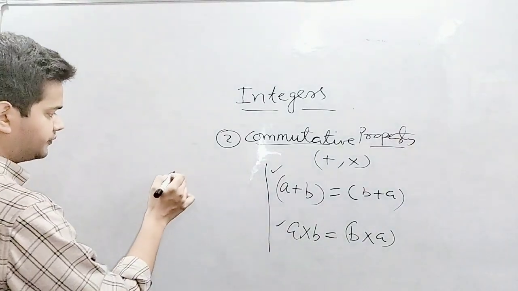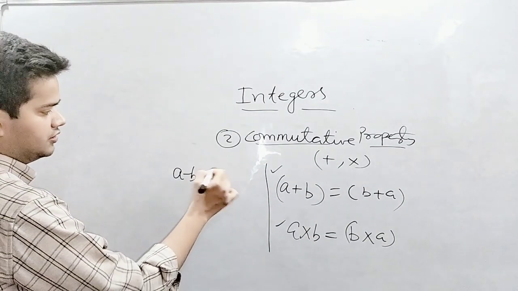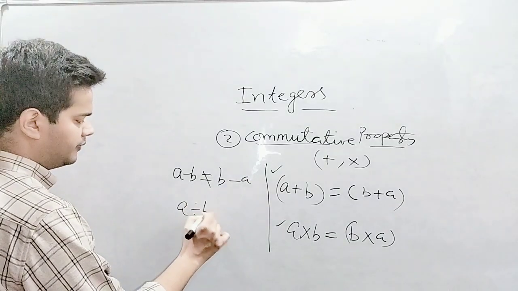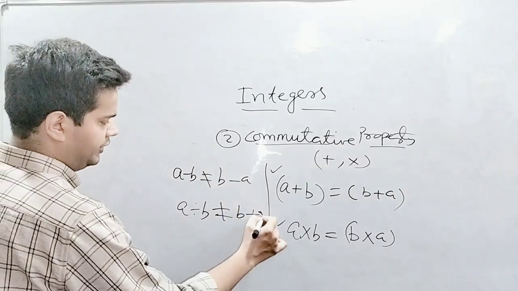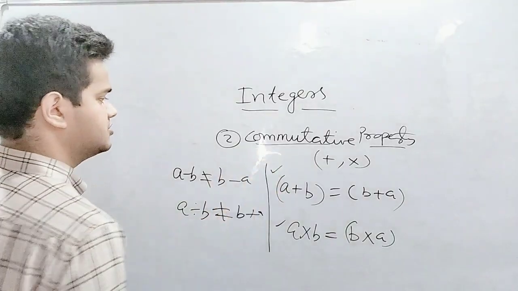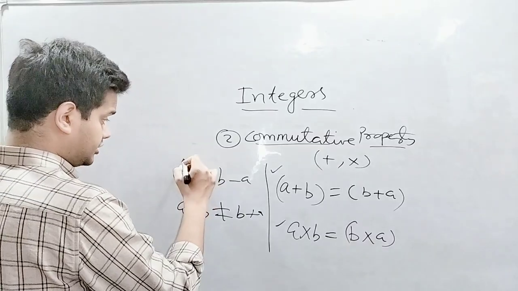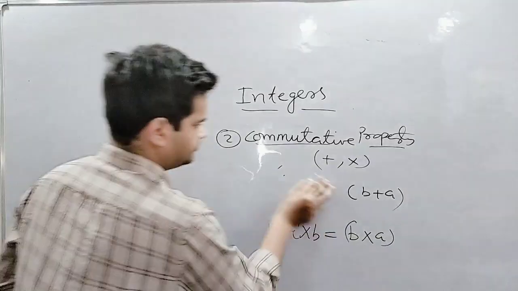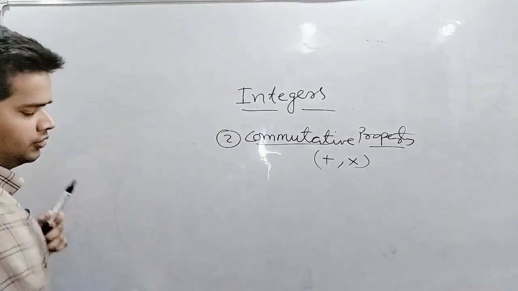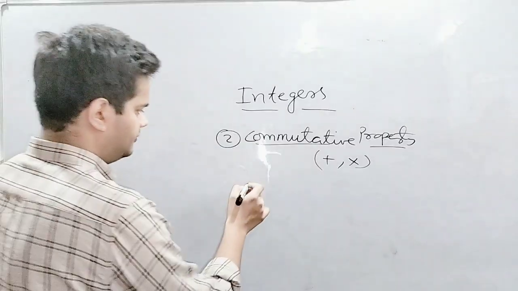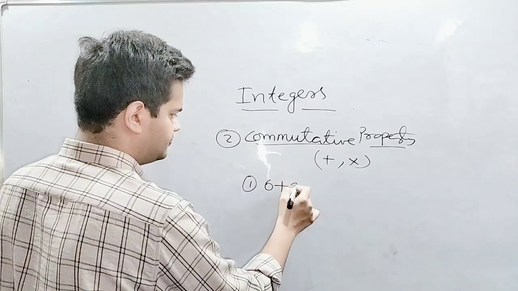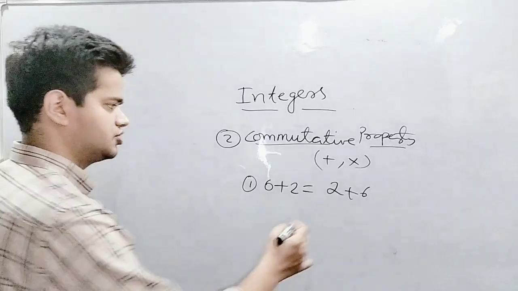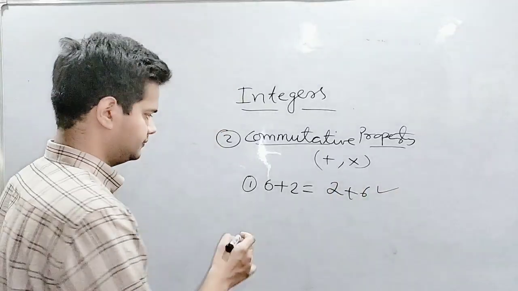Like for example, a minus b is not equal to b minus a, and a divided by b is not equal to b divided by a. So this property is not seen in subtraction and division. So if I take some examples, the first addition, 6 plus 2 is equal to 2 plus 6, right? So it is commutative in nature.